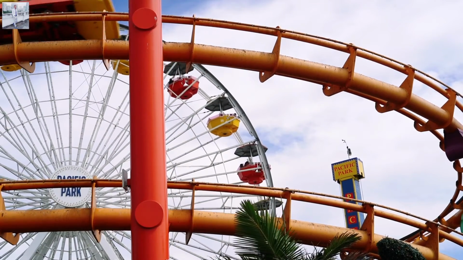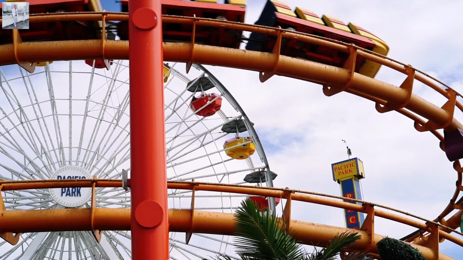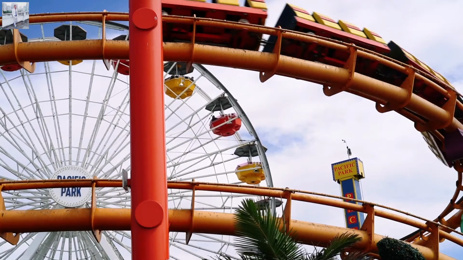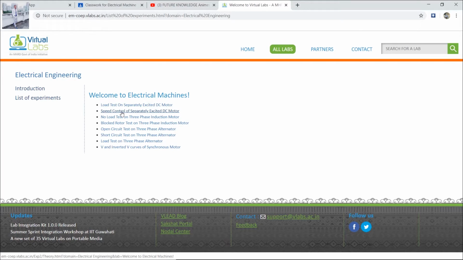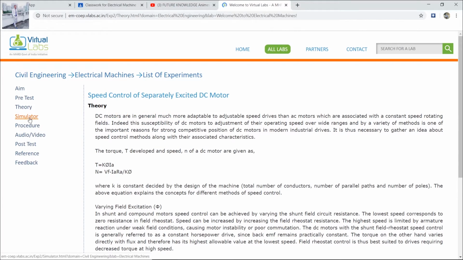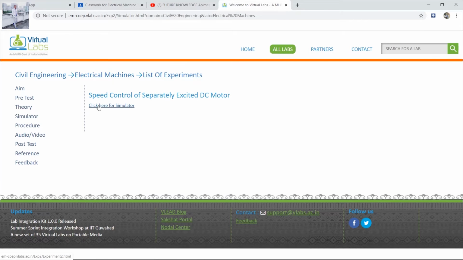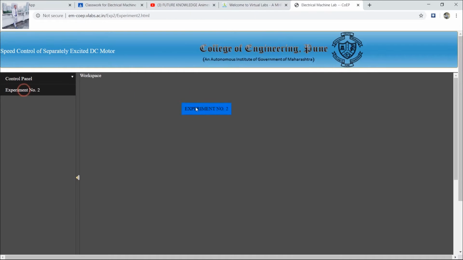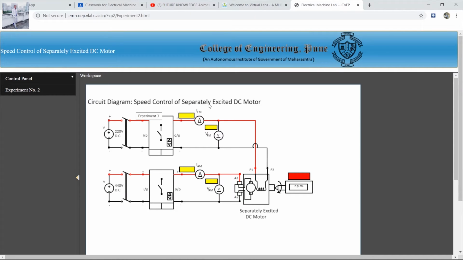Next, I will show you how to draw this experiment in the simulation software. At first, we click on this link, speed control of separately excited DC motor. Next, you can see the simulator link. Next, you can see click here for simulator. Here is experiment number 2, the speed control of separately excited DC motor. Here you can see the field control method, and here you can see the separately excited DC motor.